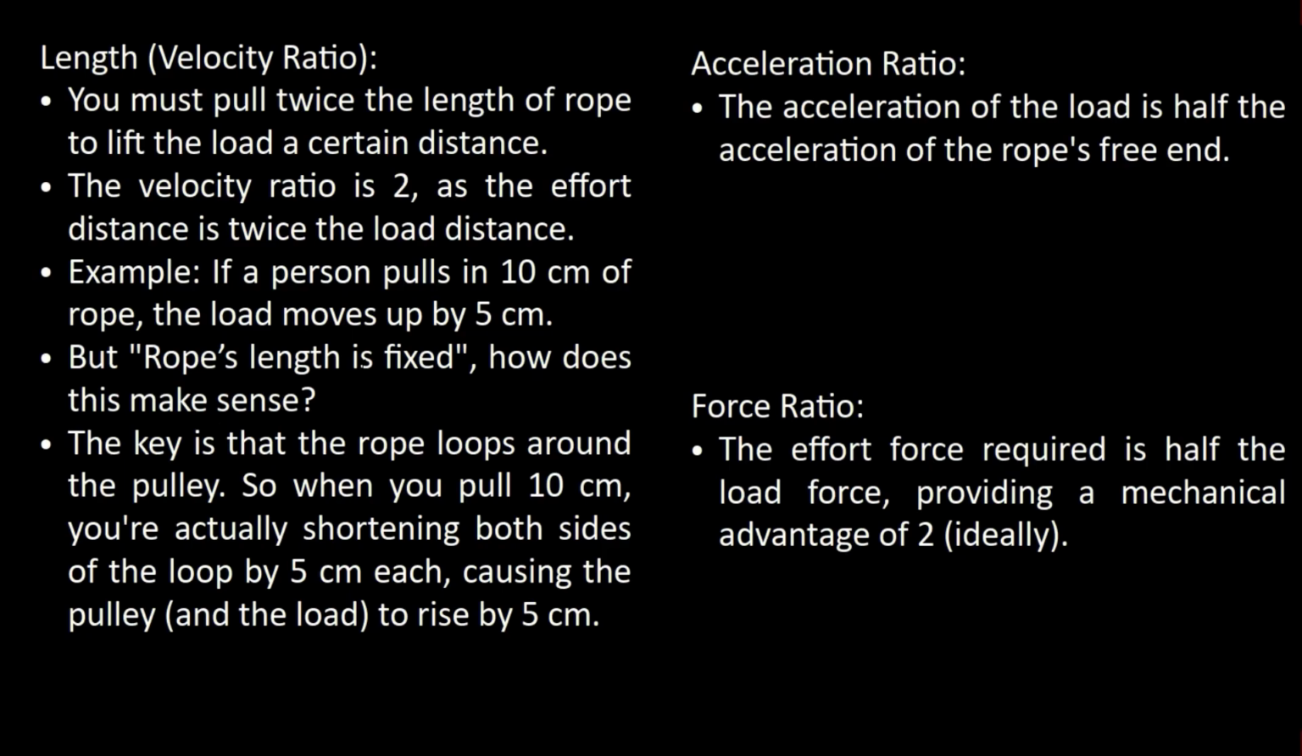But the rope's length is fixed. So how does this make sense? The key is that the rope loops around the pulley. So when you pull 10 centimeter, you're actually shortening both the sides by 5 and 5. And so the effect is that you have 10 centimeter at your end in terms of rope. The acceleration of the load is half the acceleration of the rope's free end, and the force ratio, the effort force requires, is half the load, providing a mechanical advantage of 2, ideally.